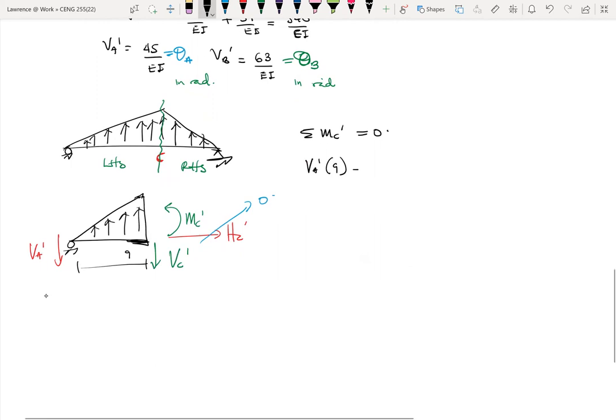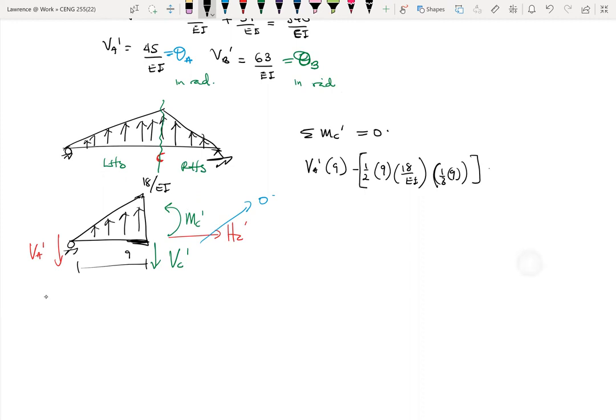The area of the VDL is half base times the height of 18 over EI. So yes, it's still 18 over EI. And then from the center of the VDL to point C will be 1/3 of 9. So this is 3, and then plus the MC prime, and all of this is equal to 0. The MC prime is moving in the same direction as the load VA prime.